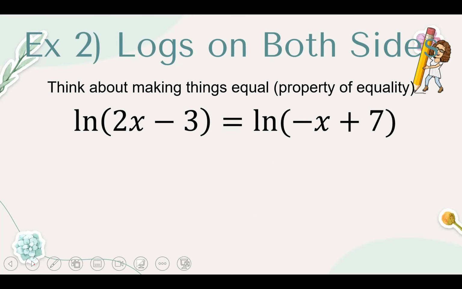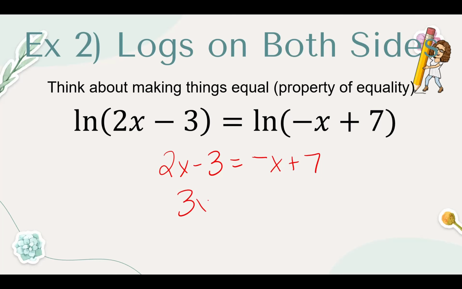Now, same thing with a natural log. I have natural log on both sides. I'm just going to make them equal to one another. Okay, solving it, I'm going to get 3x equals 10. I'm going to get x equals 10 thirds, it looks like.